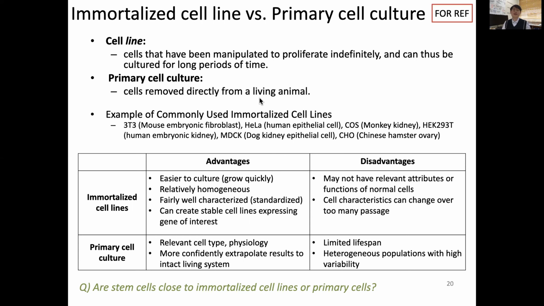So in fact, there are not so many cell lines. Here I put some examples of commonly used immortalized cell lines. For example, fibroblast, there's a famous 3T3 cell line. Human epithelial cell, it's a cancer cell named the HeLa cell. Or monkey kidney COS cell, or human embryonic kidney, HEK cell. Or dog kidney epithelial cell, MDCK cell, or CHO cell, which comes from Chinese hamster ovary.